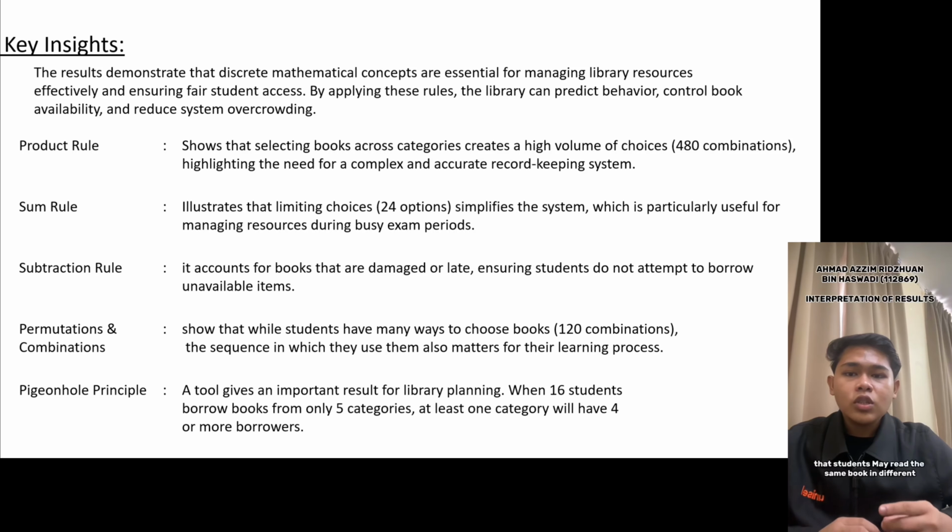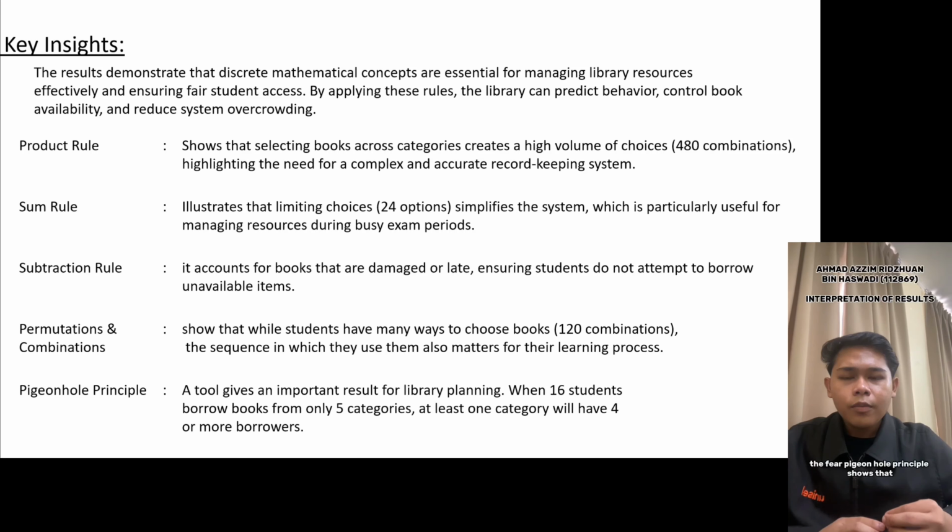Permutation shows that students may read the same book in different orders. The 1600 reading orders show that reading order can affect understanding. Combination focuses on choosing books without caring about order. The 120 combinations show that students have many choices. This supports flexible learning and the need for many book types.